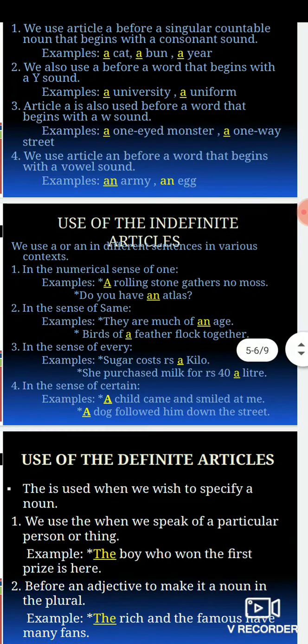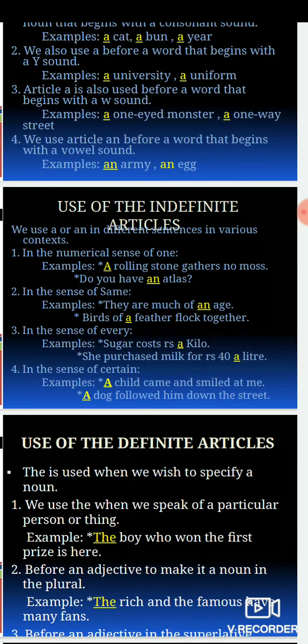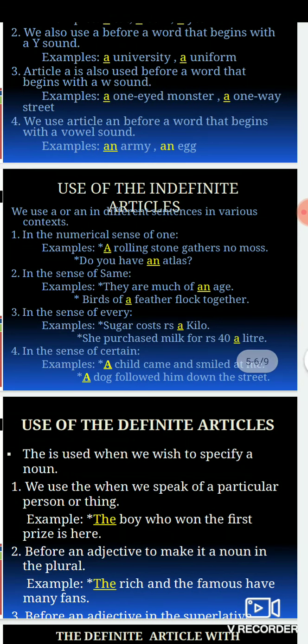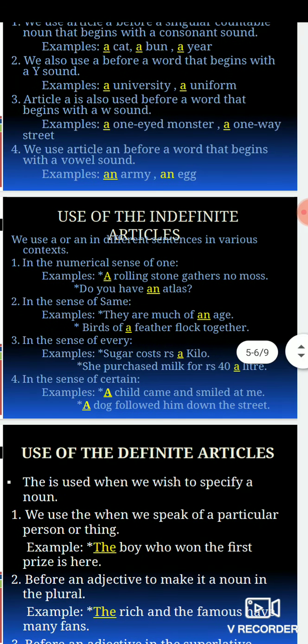Or a word that begins with a W sound. Example, a one-eyed monster, a one-way street. We use the article an before a word that begins with a vowel sound. Example, an army, an egg.